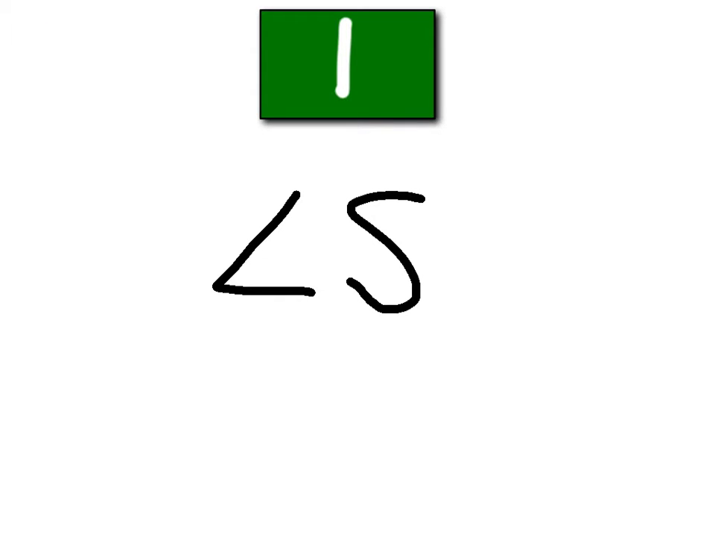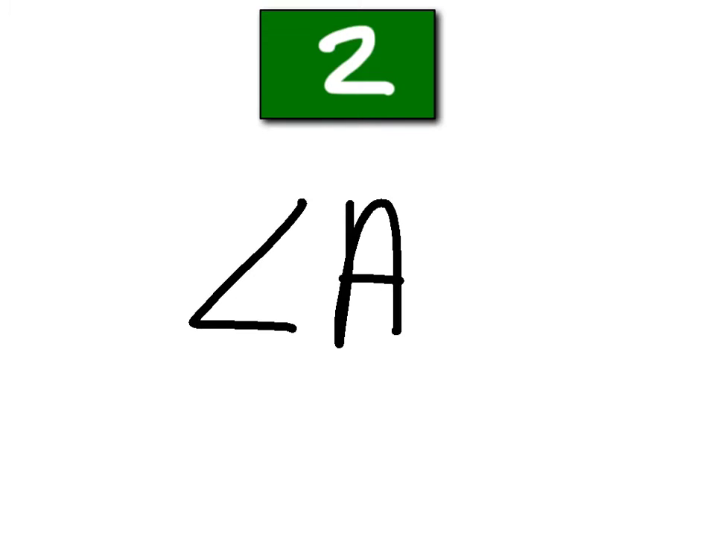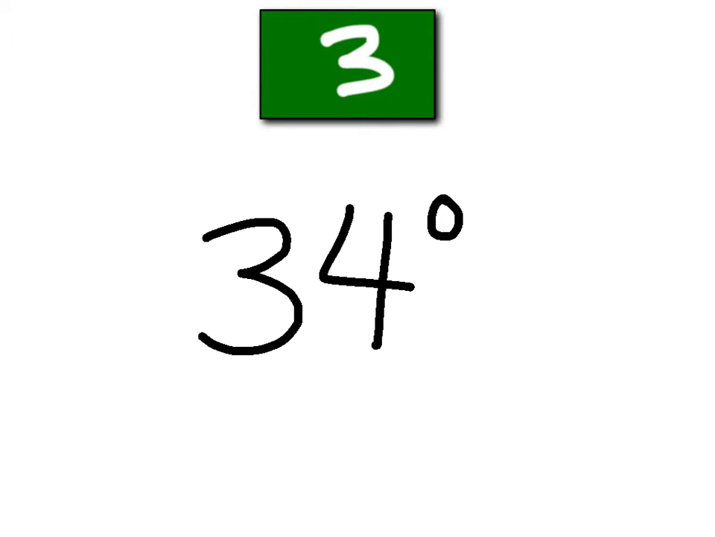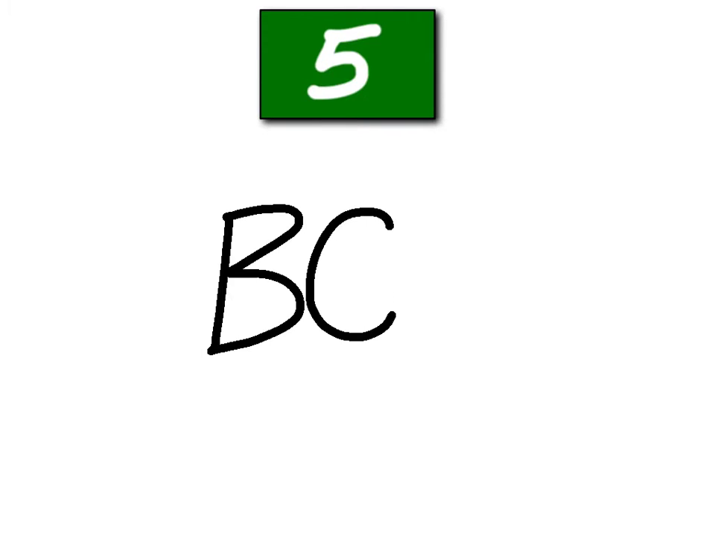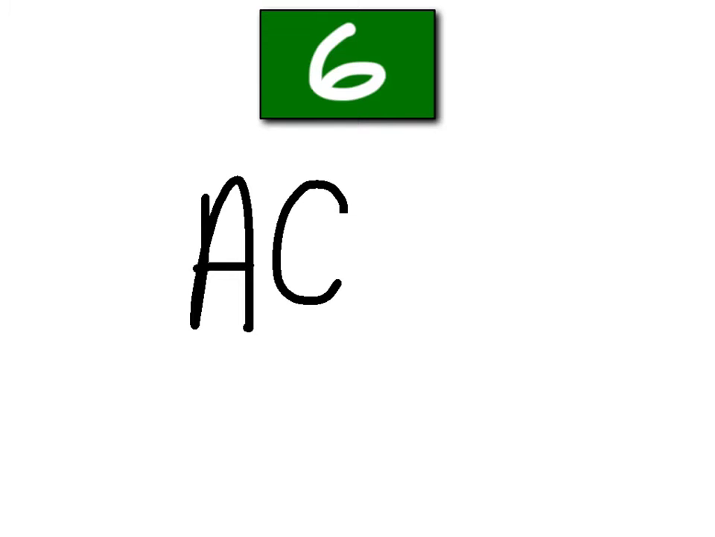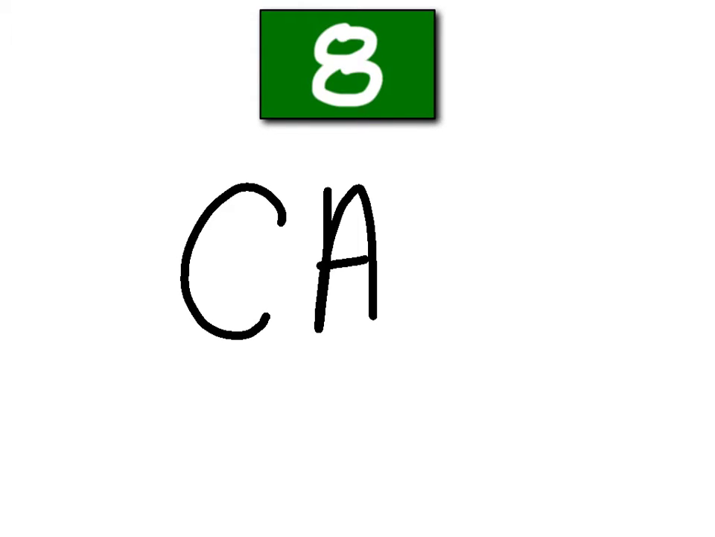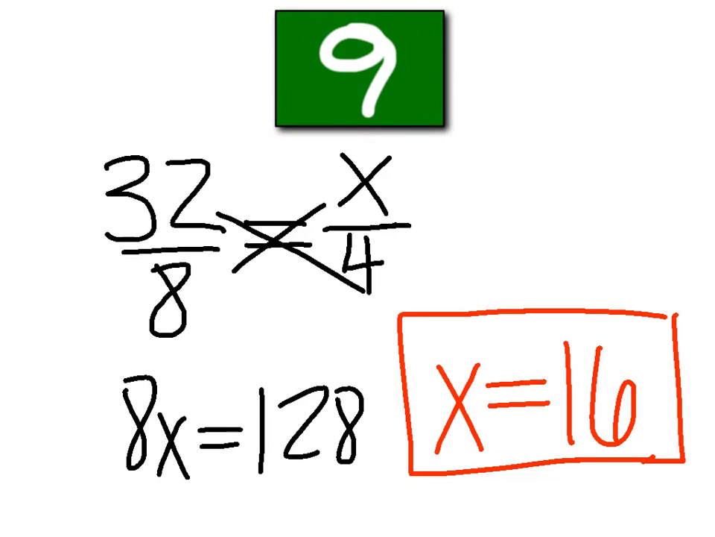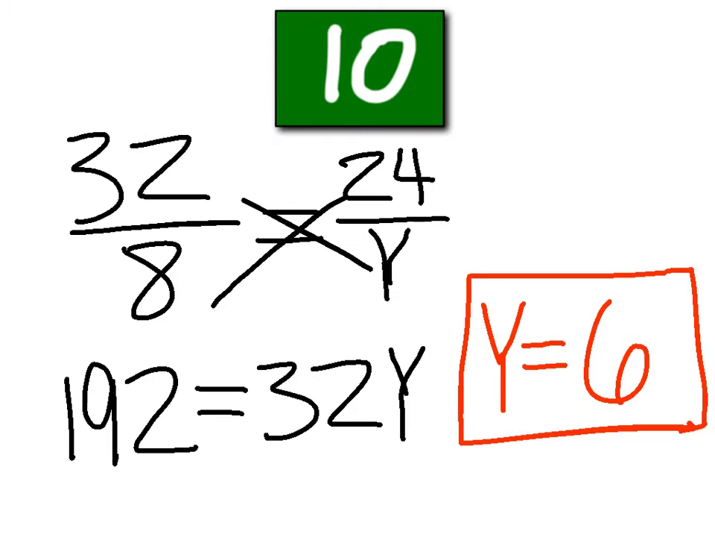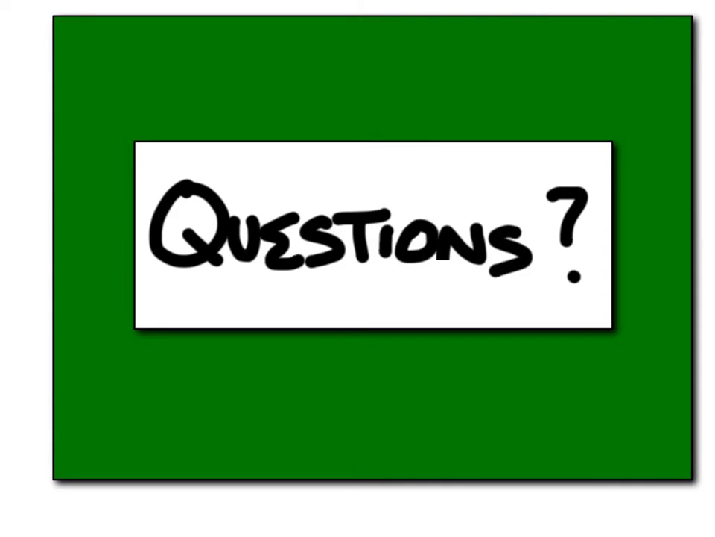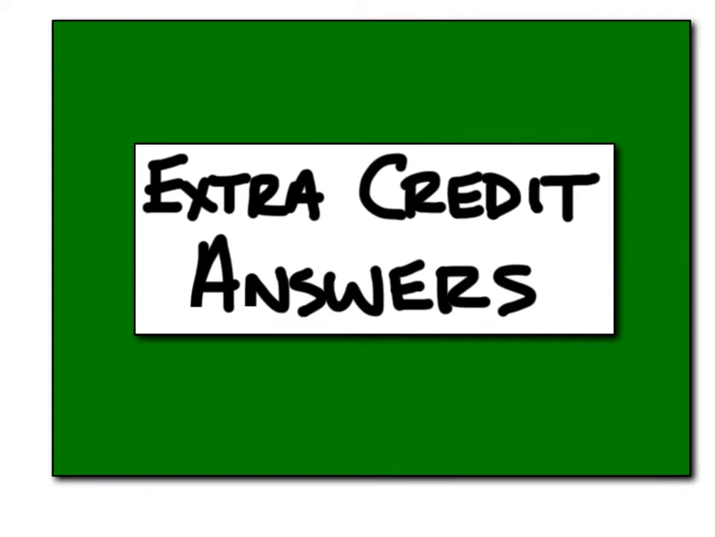Number 1 is S, number 2 is A, and number 3 is 34 degrees. Number 5 is BC, and number 6 is AC. Number 7 is ST, number 8 is CA, number 9, X should be 16, and number 10, Y should equal 6. Alright, questions on the homework?